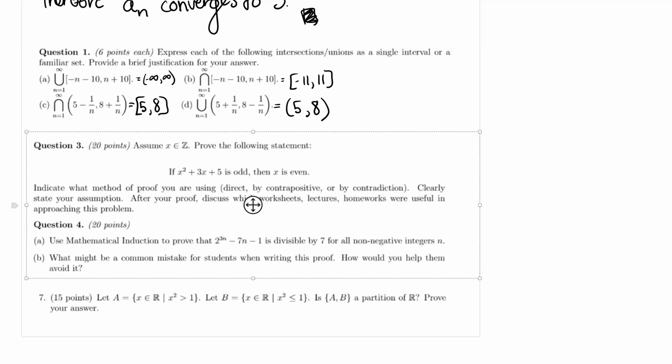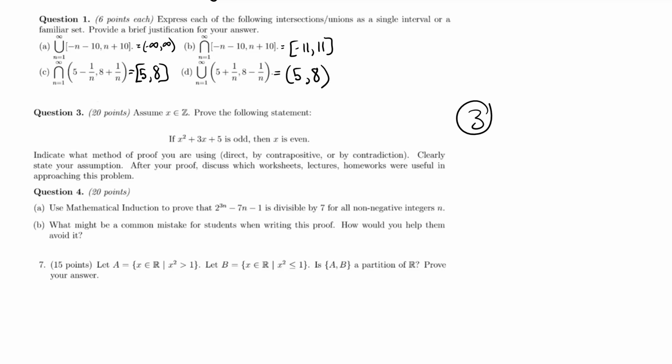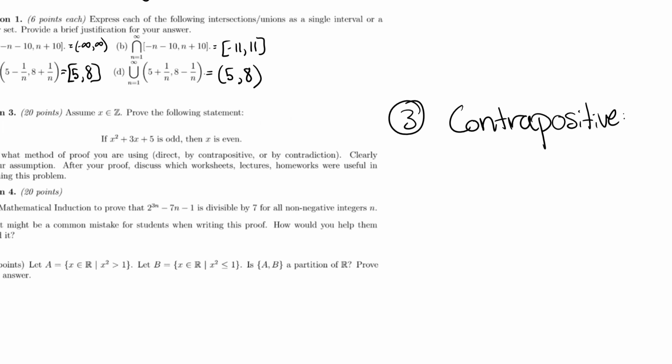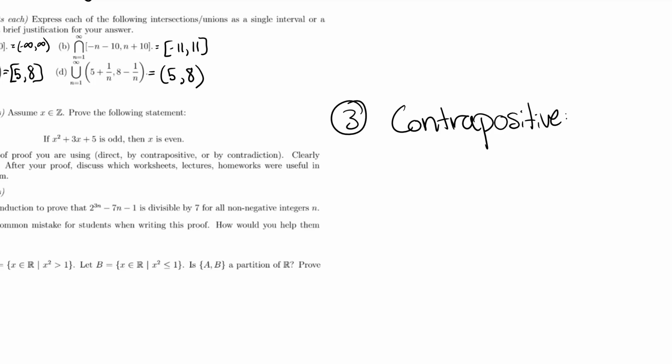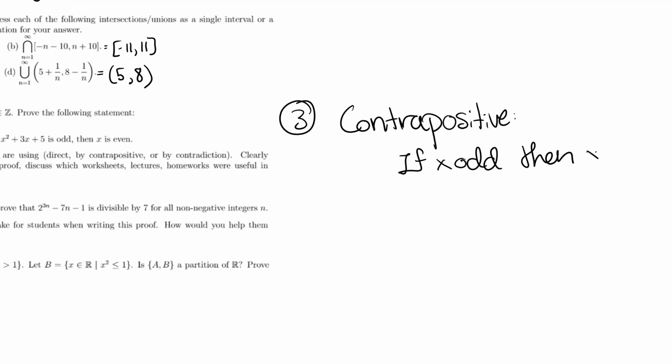Okay. Assume x is there. Prove the following statement. Oh, yeah, I was going to show a contrapositive proof on this one. So I'm going to do contrapositive, because last time I showed contradiction. All right, what is the contrapositive of this thing? Well, remember we flip-flop them and we negate both of them. So if x odd, then x squared plus 3x plus 5.